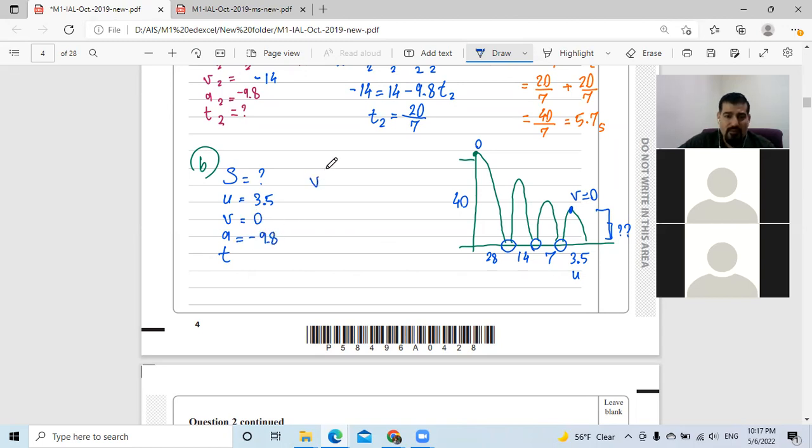So I'm going to use the formula v squared equals u squared plus 2as. Zero squared equals 3.5 squared minus 2 times 9.8, that's why I put 9.8 as negative, multiplied by s. So s equals 3.5 squared over 2 times 9.8, with the negatives canceling each other. And the answer using a calculator will be 0.625 meters. This is the maximum height after the third bounce.